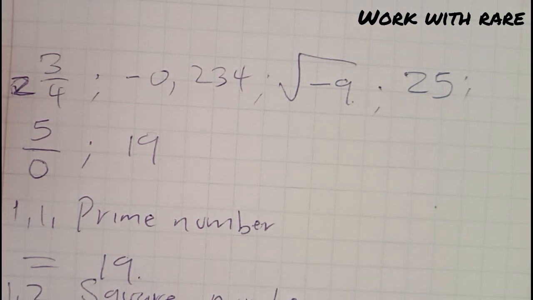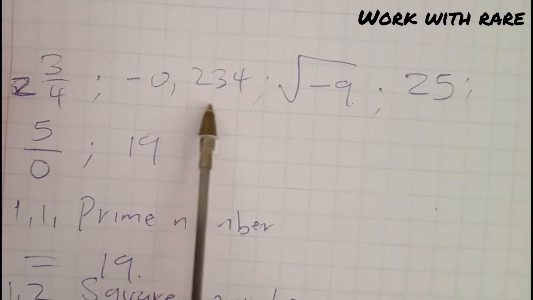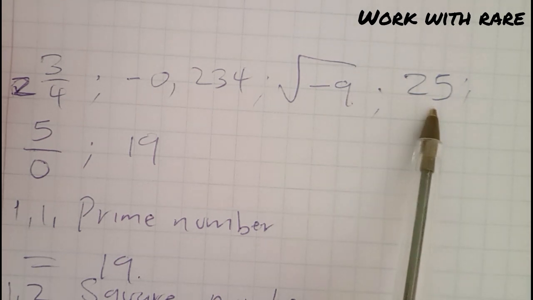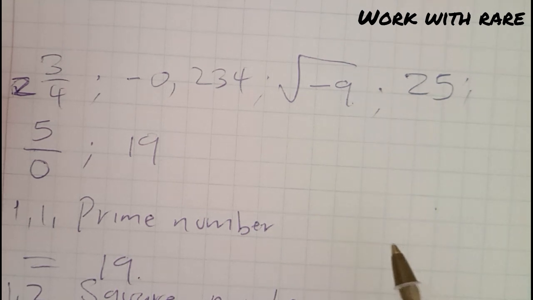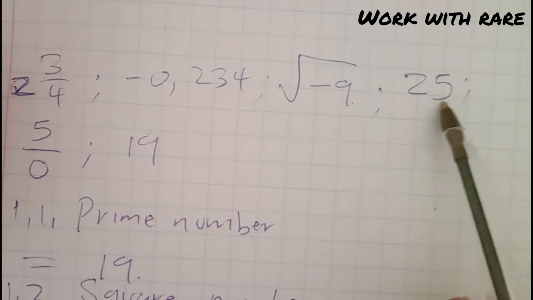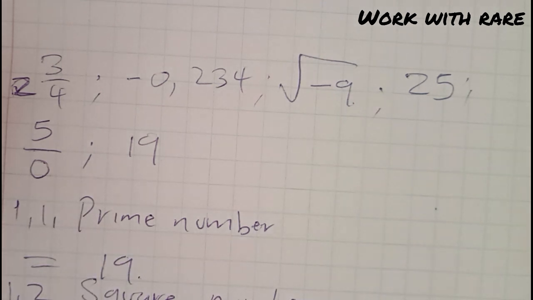So here it gives us decimals. So let's leave the decimals one. So this one is also decimal. This one is maths error, remember, and this one we say it's a perfect square. So this one can be on our number line. So 25 is an integer. But 5 divided by 0, it's maths error. And 19, it's a number. It can also be on a number line.